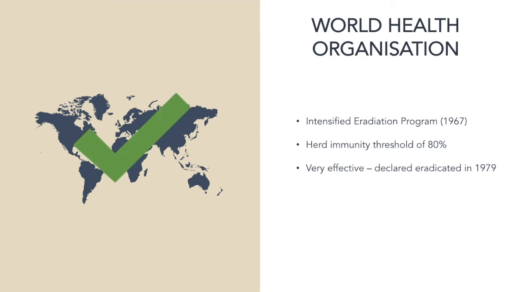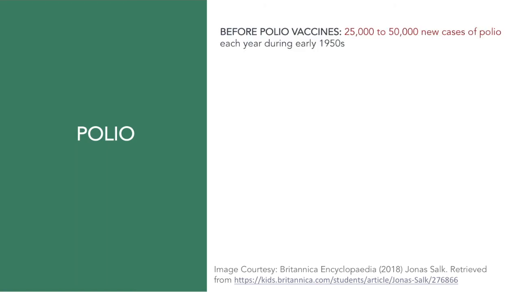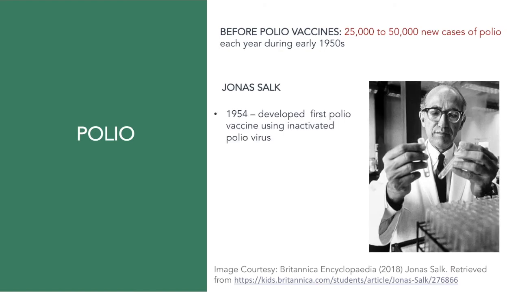in 1979. Polio is a highly contagious viral disease that can cause paralysis. Prior to the development of polio vaccines, there were 25,000 to 50,000 new cases of polio occurring each year in the early 1950s. In 1954, Jonas Salk, an American scientist, developed and began a nationwide testing of the first polio vaccine, which used an inactivated virus.